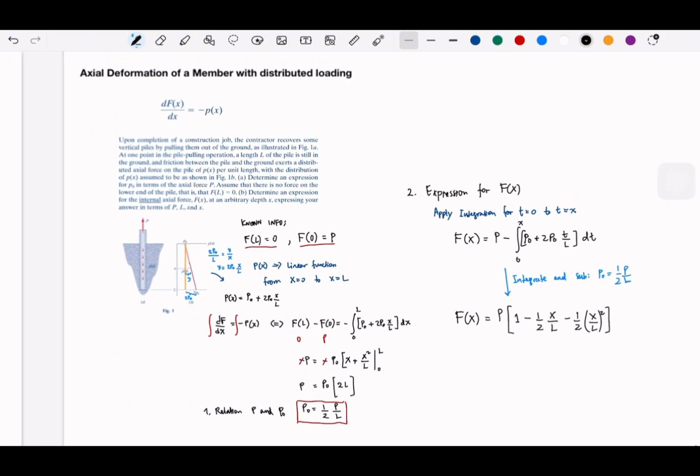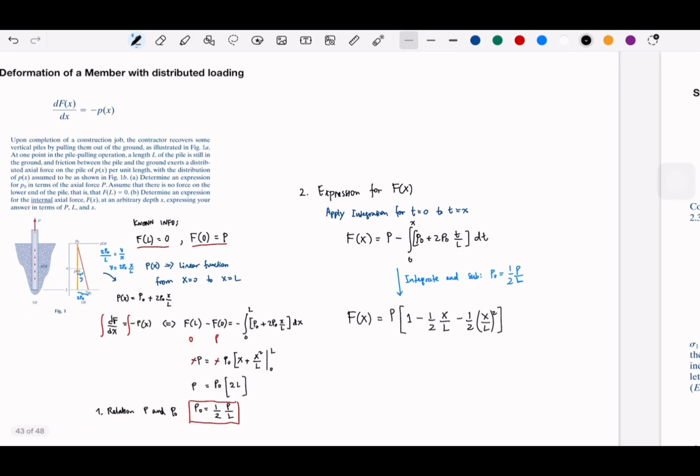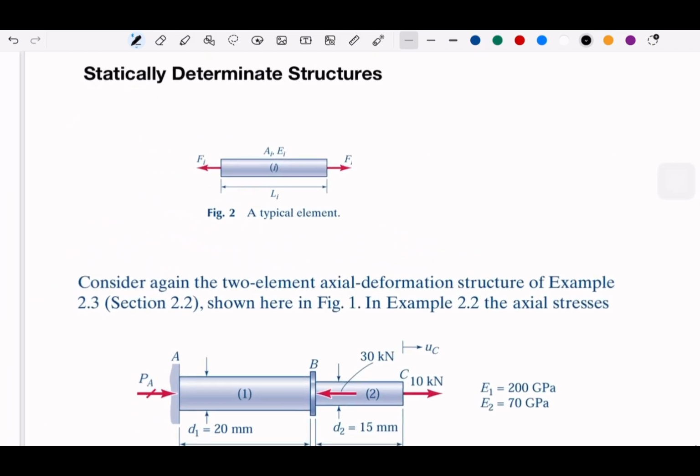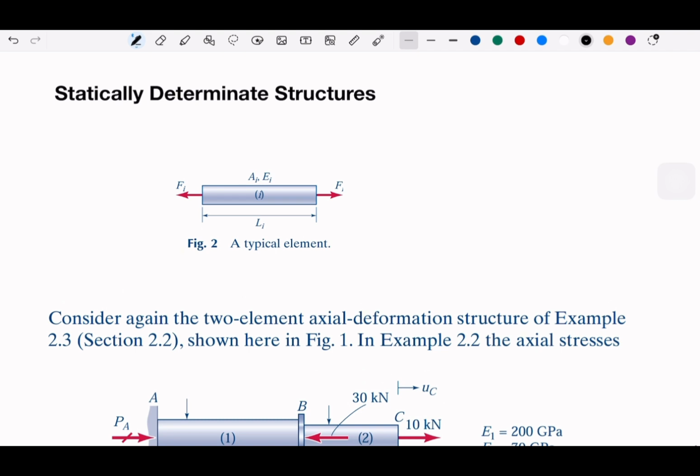So let me write here. The first thing here is what we call the statically determinate structures. We are going to see at least 3 components that will define what is determinate and what is indeterminate. First is the equilibrium, and you will see how they are going to compare. Element force and deformation behavior, and then geometry.